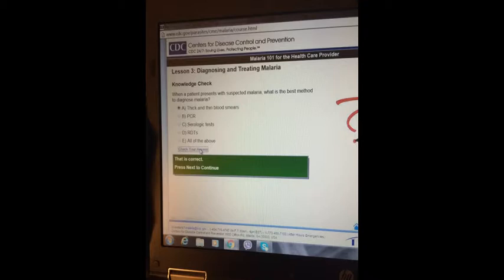Knowledge check. When a patient presents with suspected malaria, what is the best method to diagnose malaria? The answer is A. Thick and thin blood smears. Question 2. Which questions should you ask a recently returned traveler who presents with fever? All of the above. Where did they travel? Did they take malaria prophylaxis? Did they adhere to the malaria prophylaxis regimen? What symptoms are they having?